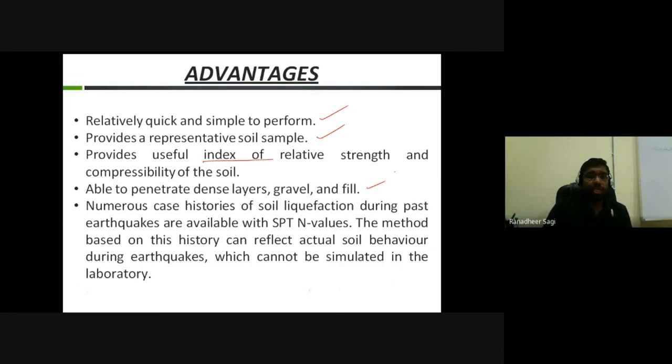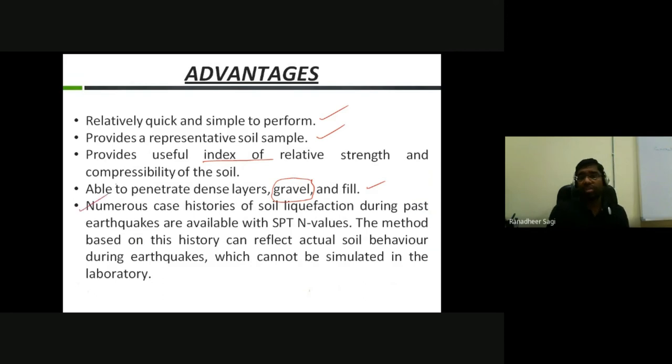And this particular test is relatively suitable for dense soil layers and also in some cases of gravelly soil. But yes, this is also a disadvantage, because in the case of gravelly soil deposits, you will find it difficult to push your sampling tube into the ground.